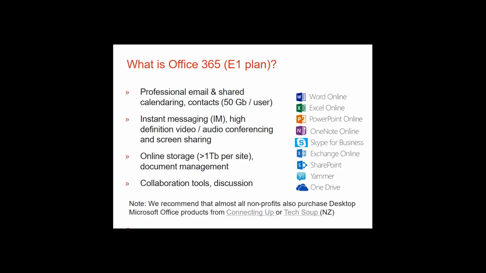Now, some of you may also be wondering about your desktop copy of Office. Typically, most not-for-profits that we work with also go and buy their desktop version of Office from Connecting Up. I think the Pro Plus version of Office 2016 at the moment is $56. You can get standard for $40, or TechSoup obviously in New Zealand. So that's still probably the cheapest way to get Word, Excel, PowerPoint, Outlook, OneNote, all of those things stored on each desktop computer.